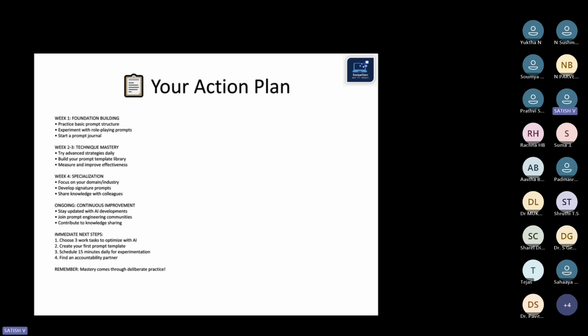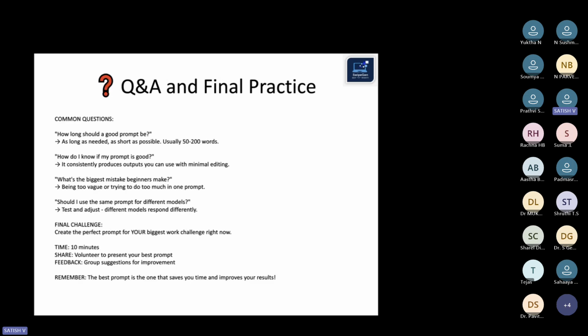So your action plan should be slow and steady. You need to start building basic prompts, experiment with role playing, start a prompt journal, then go for technique mastery and try advanced strategies. Please follow this guide so that it is not just restricted to this 1.5 or 3 hours. It should be a continuous process. For that, I've even included your action plan also. So the Q&A, this is the best part.